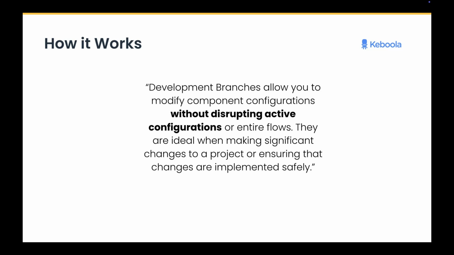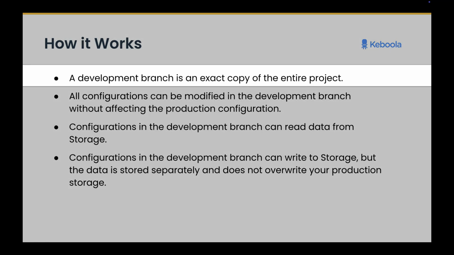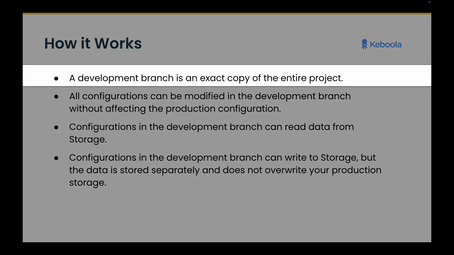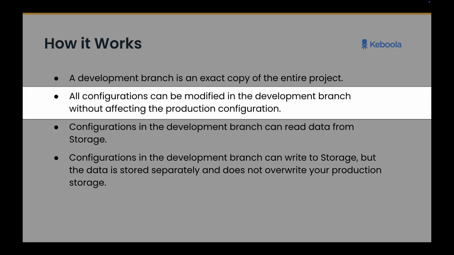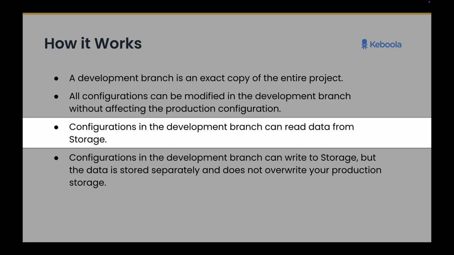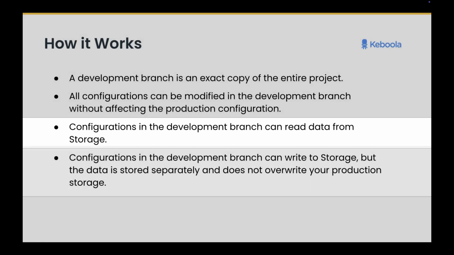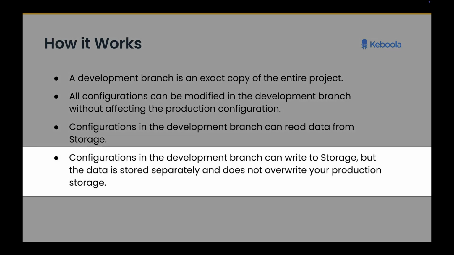a production project. When you create a development branch, Keboola makes an exact copy of the entire master branch project. With development branches, you can make changes, run configurations, and test results without affecting production. The configurations and transformations in the development branch can read data from the production storage of the master branch, but any output data is written to a separate bucket in the development branch, ensuring isolation from production data.